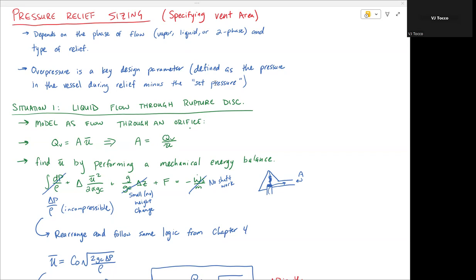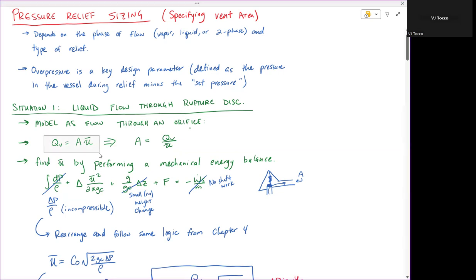So to make a long story very short, we're going to talk only about liquid flow, but whether you're talking about liquid or vapor flow, the theory is very similar to that of a source model because what we have is material flowing through an orifice. So let's start with liquid flow through a rupture disc, which is, again, the simplest situation. That is literally just flow through a hole.